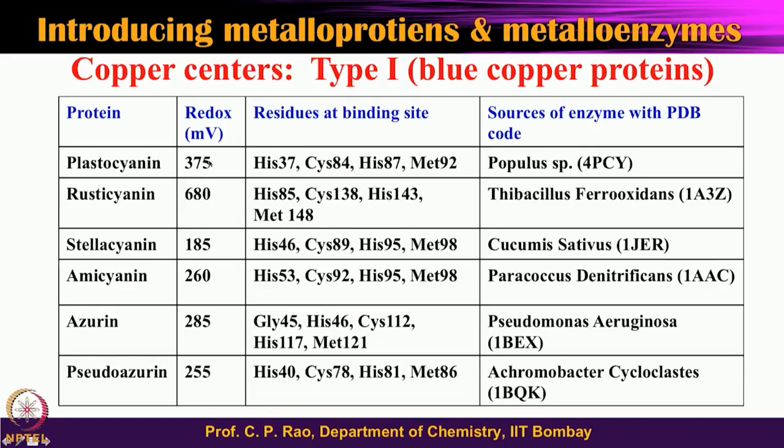Before going to the next point, let us look at these different values. The lowest is 185 and the highest is 680 millivolts, a range of almost 400 to 500 millivolts difference. This total difference comes not only from the coordination sphere but also from the protein structure influencing all this. Have you noticed point number 1: the redox potentials vary dramatically among the type 1 blue copper proteins, going from something like stellacyanin at 185 to something like rusticyanin at 680 millivolts.